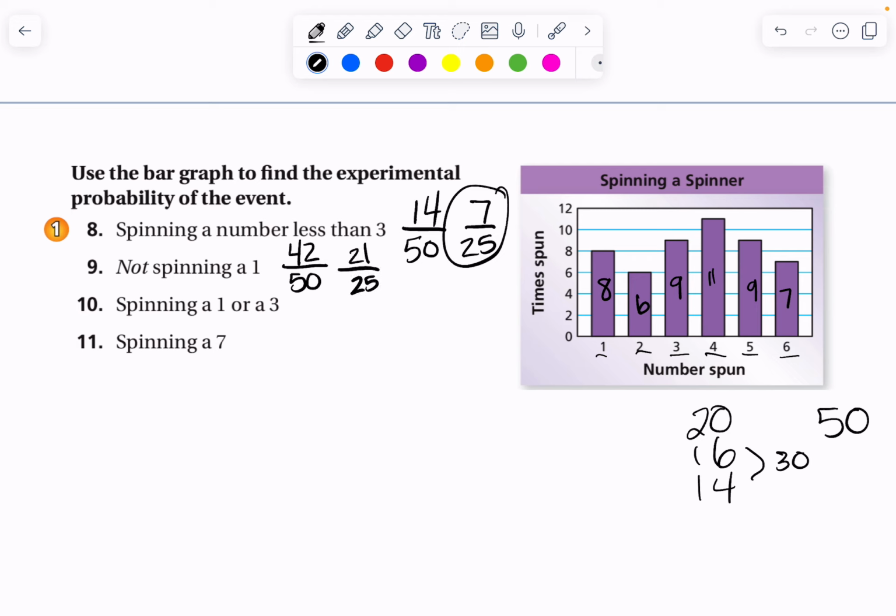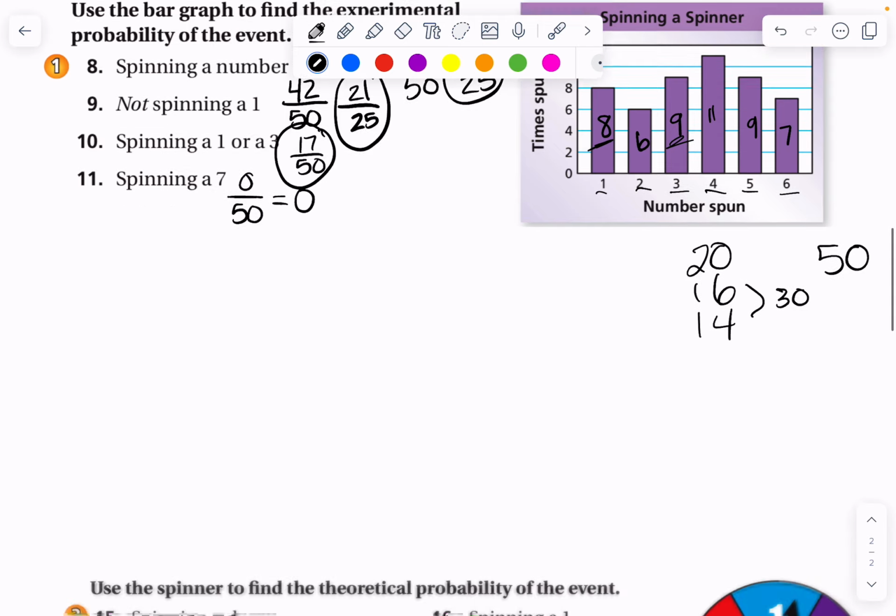We can express probability as a fraction, decimal, or percent. A lot of times the fraction might be the easiest one to come up with. Spinning a 1 or a 3. So now we're going to add up our 1 and our 3. So it was 17 out of 50 times. And spinning a 7 was 0 out of 50 times. Or we could just say 0. So that's experimental probability. You're usually given your results in a table or graph form and choosing the numbers based off of the table and the graph.